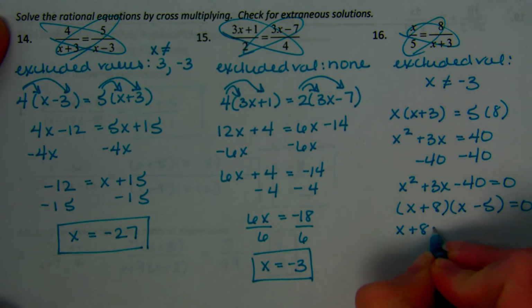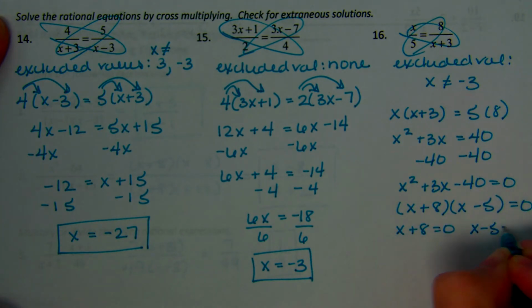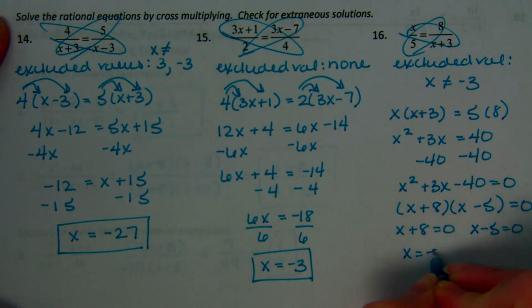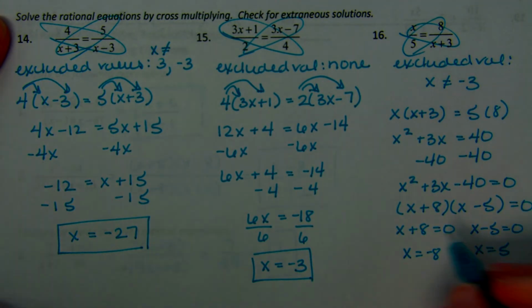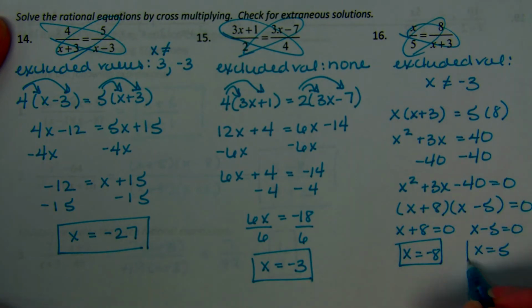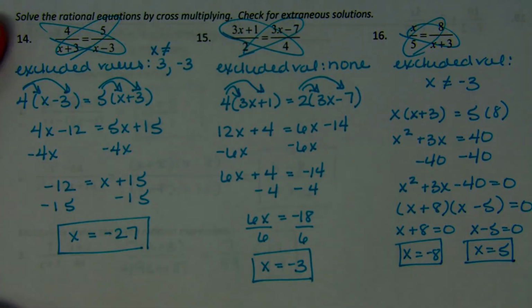And then set them both equal to 0. X plus 8 is 0, and x minus 5 is 0. X equals negative 8, and x equals 5. And then I check, and I say, okay, were either of those numbers my excluded value? And the answer is no. So they both work. They're both solutions to this problem. We're good.